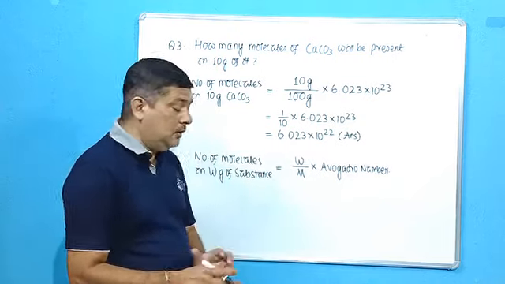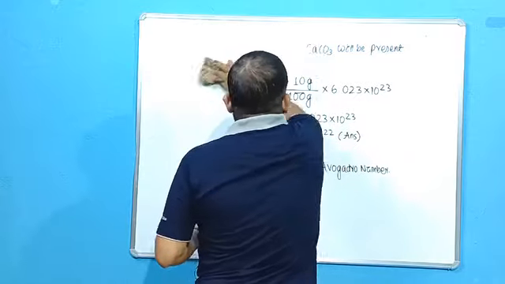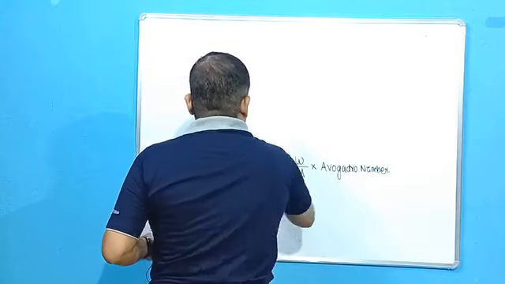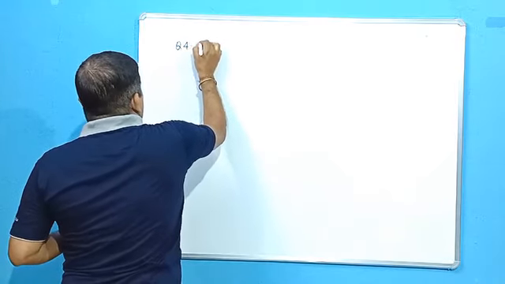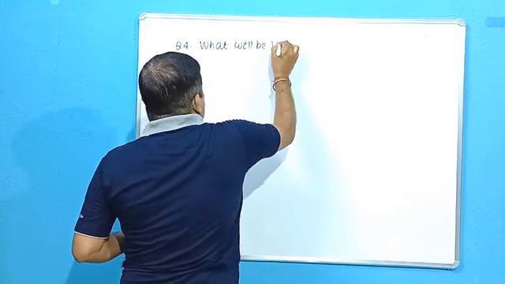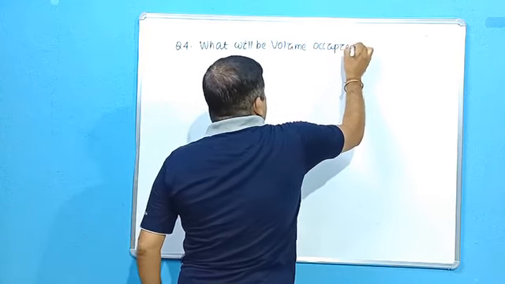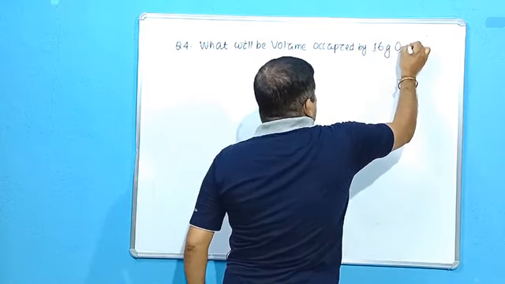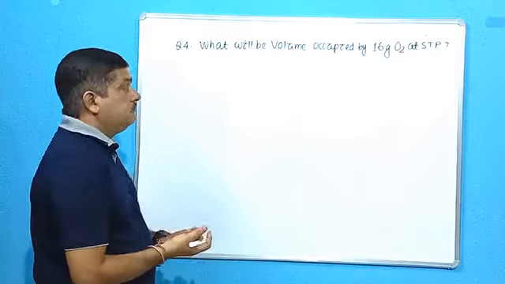Next, coming up to question number 4. What will be the volume occupied by 16 gram of oxygen at STP, standard temperature and pressure? This is the question given to you.